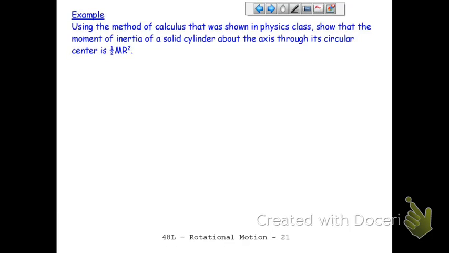Using the method of calculus, as shown in physics class, show that the moment of inertia of a solid cylinder about an axis through its circular center is a half mr squared. This will be a test question. The video is already online, so you can watch that to your heart's content, but I'm going to go through it again today.